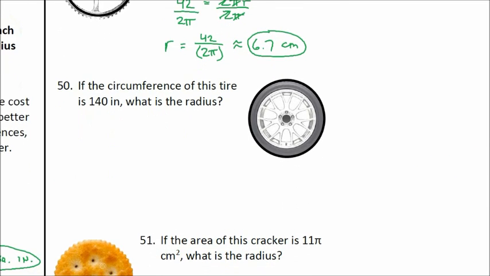Question number 50. If the circumference of this tire is 140 inches, what is the radius? Well, you do this one on your own. Pause the video, try to do the same thing. Solve this one, and in a moment take a look at the answer. Okay, you should be getting that the radius is going to be approximately 22.3 inches.